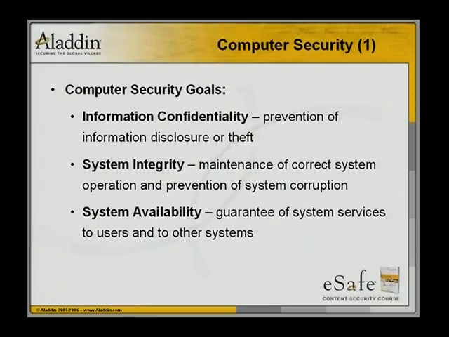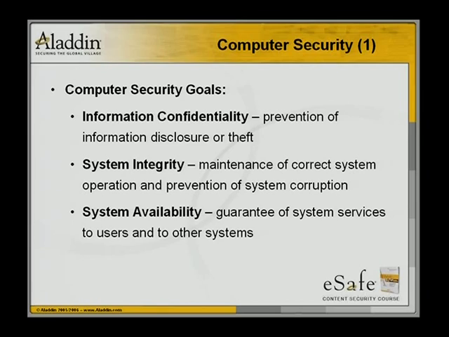Okay, so let's start. As we see in this slide, we have some goals of computer security. One of them is information confidentiality, which means prevention of information disclosure or theft. So I want to keep my information confidential. I don't want anyone accessing it because it's my private information. If I lose the confidentiality of the information, a risk can happen, a financial risk or even a life risk to my entity.